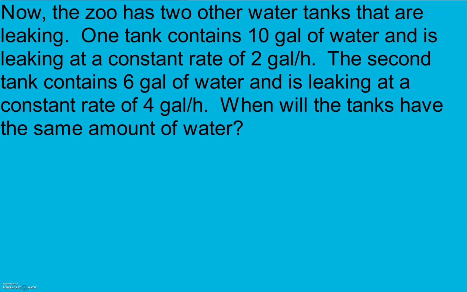So again here, our first step, define our variables. What's changing? I have time and I have gallons of water. Okay, X is going to be my time because the amount of gallons of water depends on the time. So X is number of hours. Y, then, I'm going to have be the gallons in the tank.